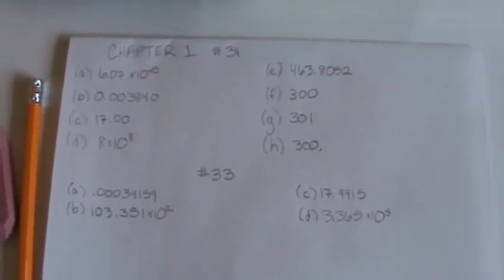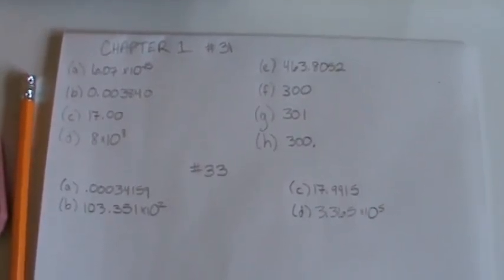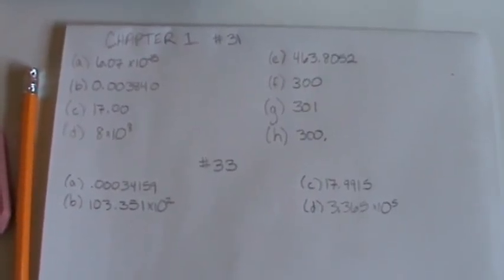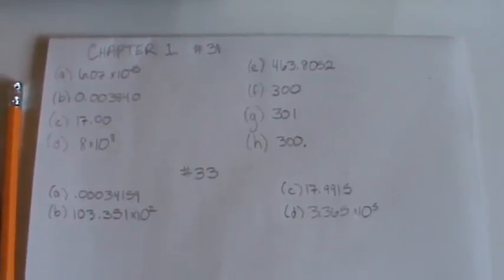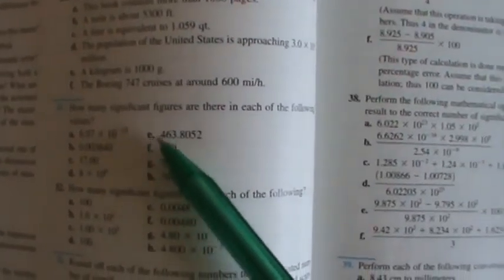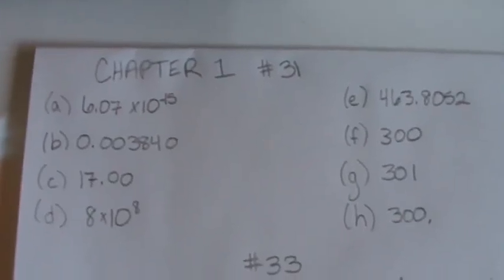Again, we're doing Chapter 1, and in this video we're going to do number 31 and number 33. We're still looking at significant figures here. If we look at the problem in the textbook, 31 is asking us how many significant figures are in each of these problems. I already have them written out here, so let's take a look at them.